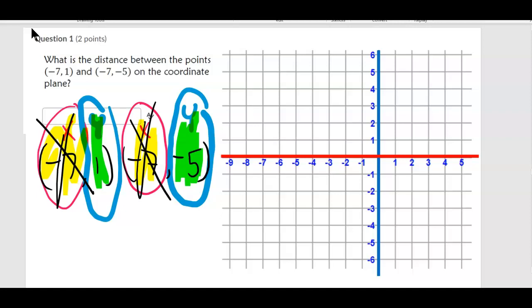Now, what do you do with these? It depends. Are they in the same quadrant, or are they in different quadrants? Well, how would you know without having to graph it? Without having to graph it, I'll show you a little trick.